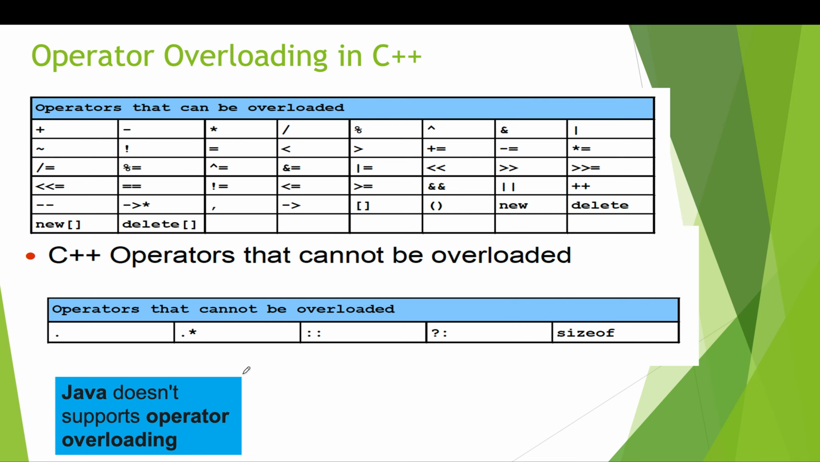And one more thing you need to keep in mind is that Java programming does not support operator overloading. Although Java is also an object oriented programming language, it doesn't support operator overloading. Only C++ supports operator overloading. So we'll be looking into the C++ examples.